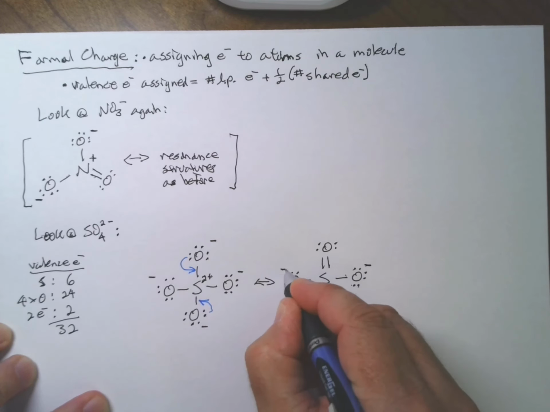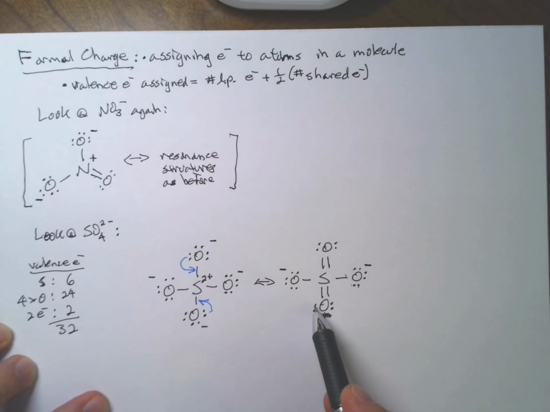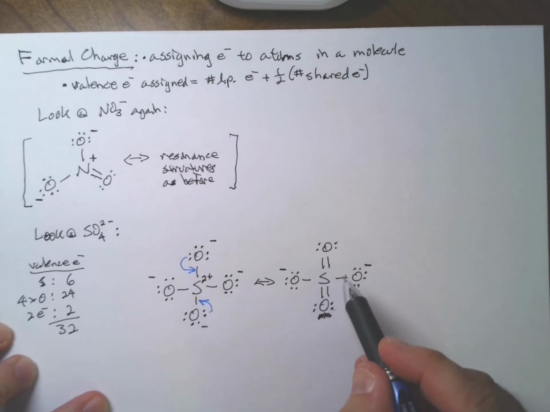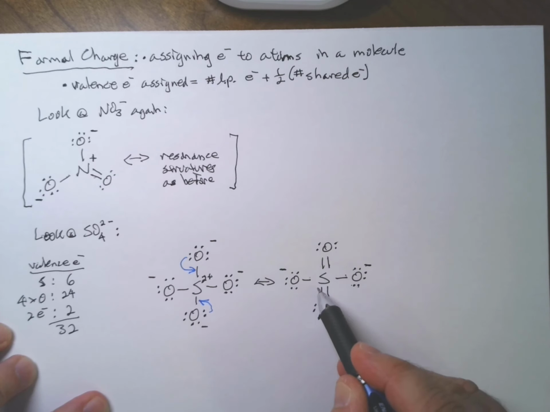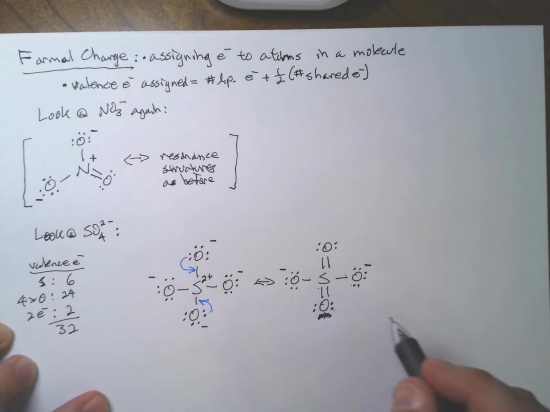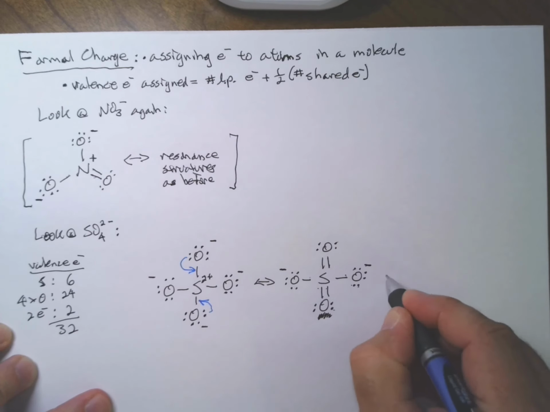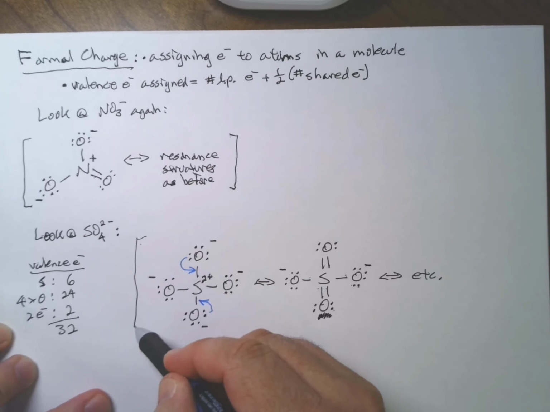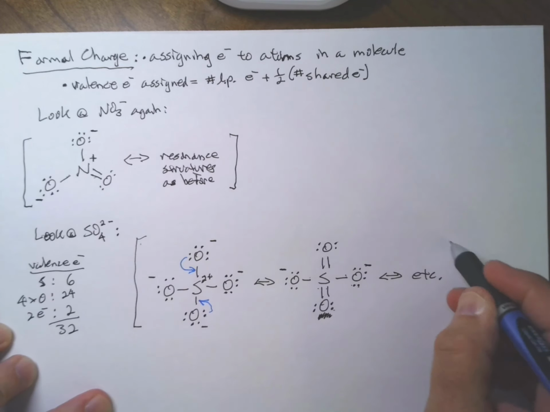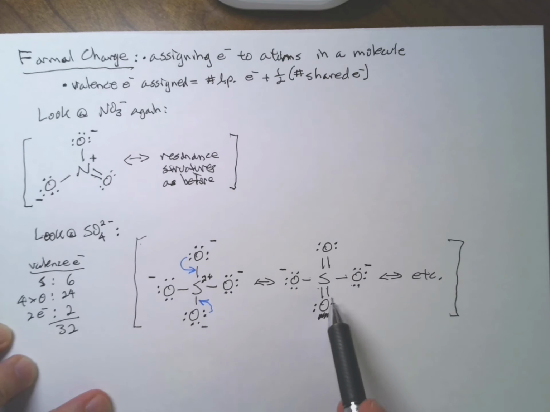So those are negative formal charge. And I have two oxygens that have 1, 2, 3, 4, 5, 6 electrons. So those are 0 formal charge. And then my central sulfur has 1, 2, 3, 4, 5, 6 valence electrons. So it has 0 formal charge. I'm just going to write etc. here because it turns out that there are a total of 6 resonance structures that have 2 double bonds between sulfur and oxygen in the sulfate ion.